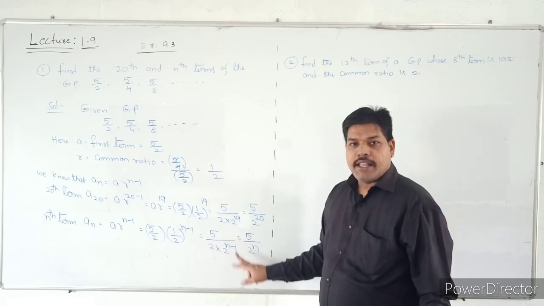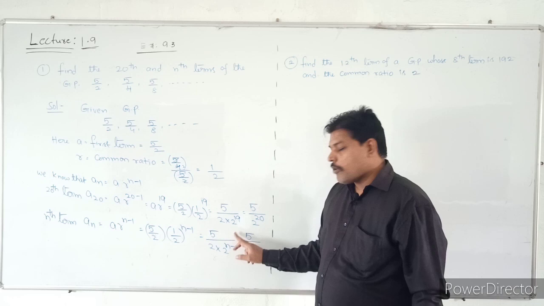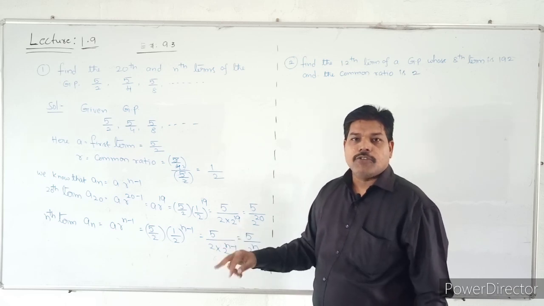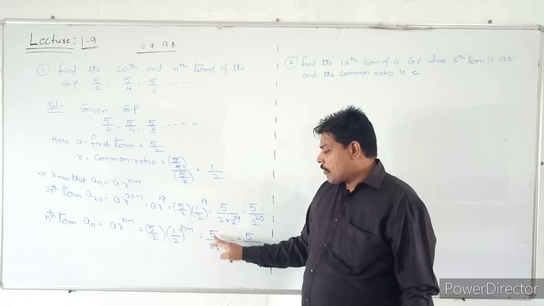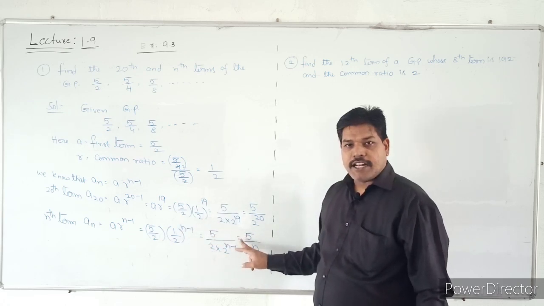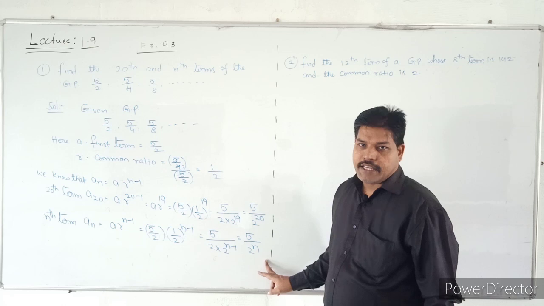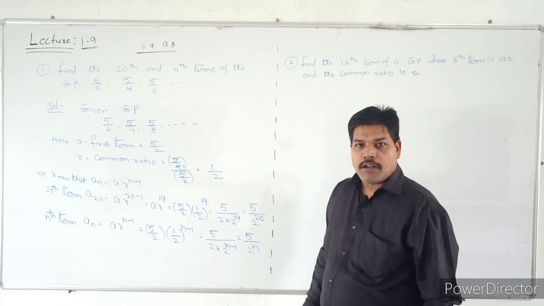So 5 by 2 into 2 power n minus 1. So 2 into 2 power n minus 1, x power m into x power n is equal to x power m plus n. So 2 power 1 into 2 power n minus 1, n minus 1 plus 1, it will become 2 power n. So this is the question number 1.